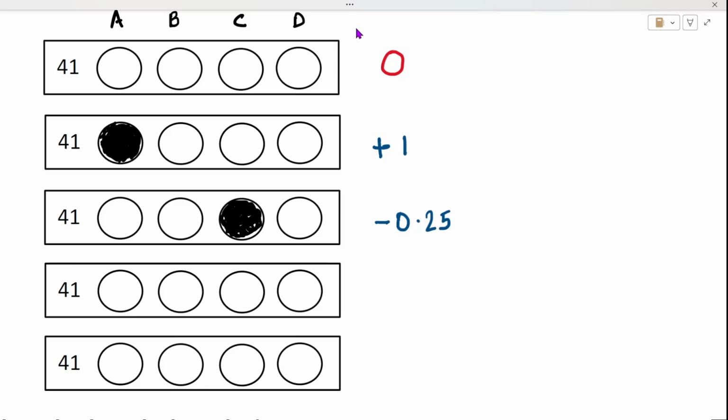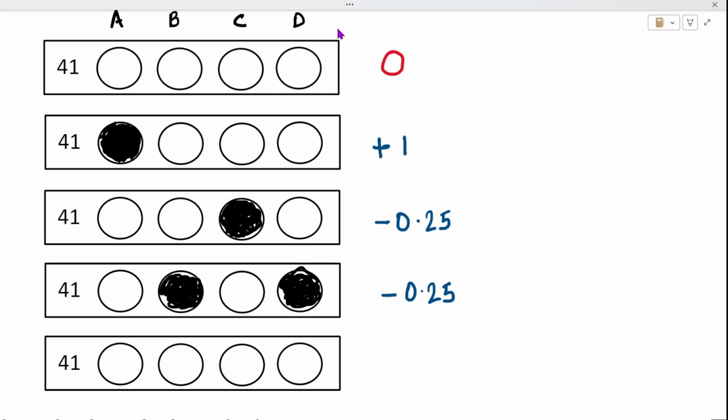Now let us say if you have marked more than one option here in this case, and both are incorrect. A was the correct answer. So you have marked, say, option B, and you have marked an option D. Both are incorrect. In that case also you are going to get a negative marks, which is minus 0.25.